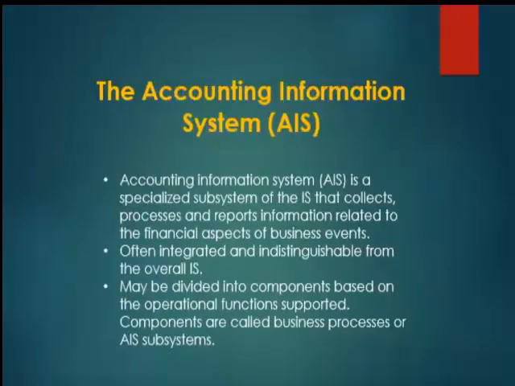The Accounting Information System, or AIS, is a specialized subsystem of the IS that collects, processes, and reports information related to the financial aspects of business events. It's often integrated and indistinguishable from the overall IS. Further, it may be divided into components based on the operational functions supported. Components are called business processes, or AIS subsystems.